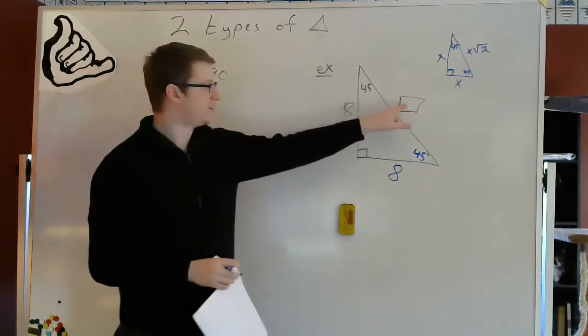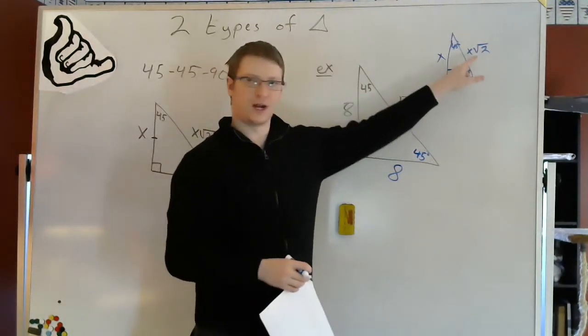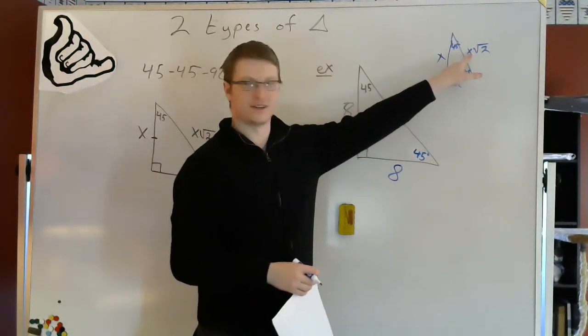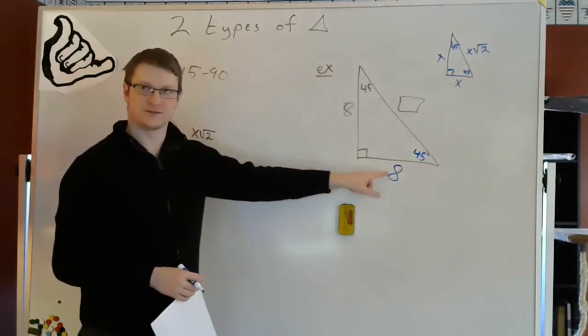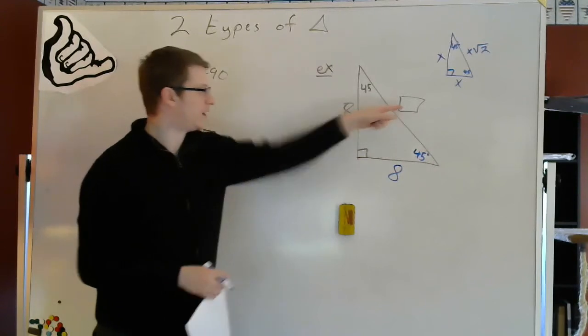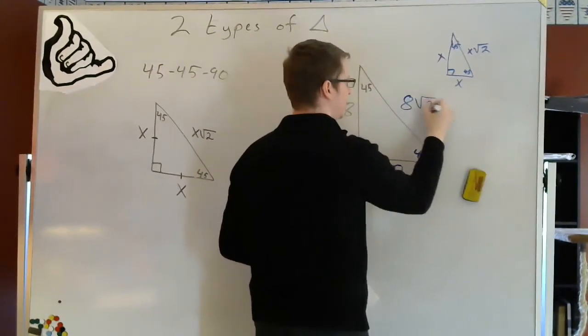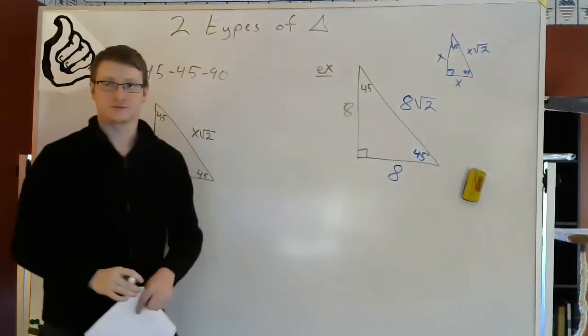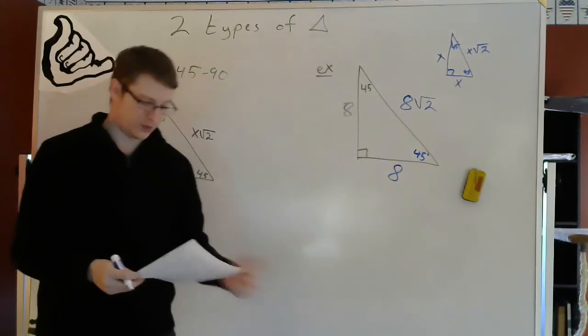And then last but not least, the hypotenuse up here. If we follow the same similar triangle, the hypotenuse should be whatever x is times the square root of 2. Well, in this example, x was 8. So the hypotenuse of this triangle is just going to be 8 times the square root of 2. And this leads to you being able to do a lot of these problems quite quickly.